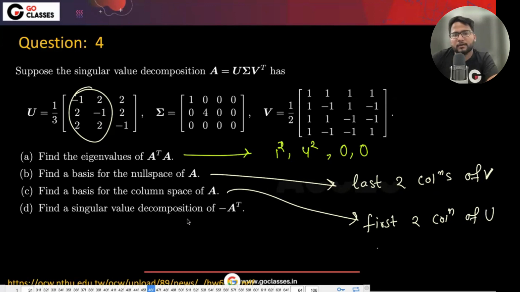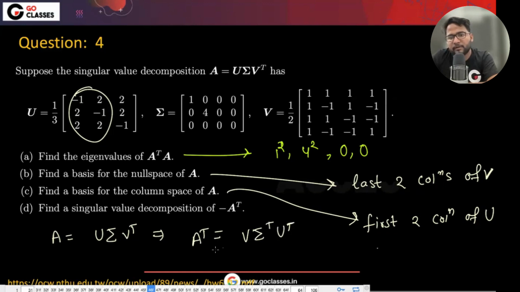Yeah. And let's just find out the singular value decomposition of minus A transpose. If A is U sigma V transpose, then A transpose will be V sigma transpose U transpose. You just multiply by minus, right? So where will this minus go? Will you be writing this minus with this or with this or with this? I think it is okay to write it with any of these.